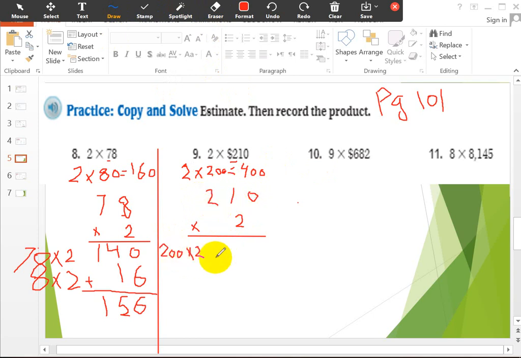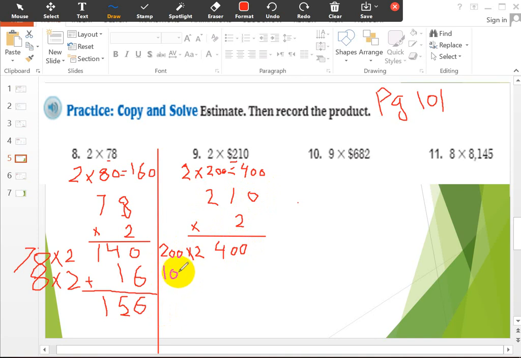Okay, 2 multiply 2 equals 4. So I will write the answer here, and put 2 zeros next to the answer, so it will be 400. Now, if I want to multiply the number in the tens digit, the number in the tens digit equals 1. 1 multiply 10 equals 10. So the value of this number equals 10.